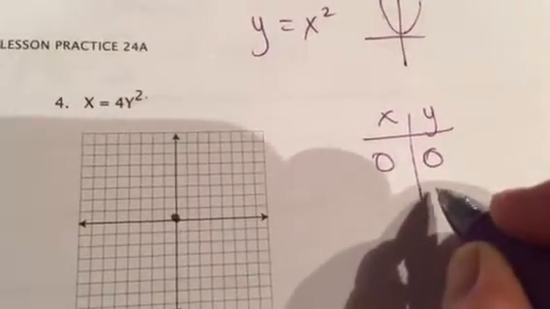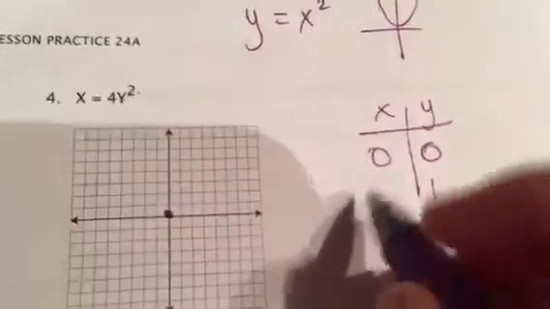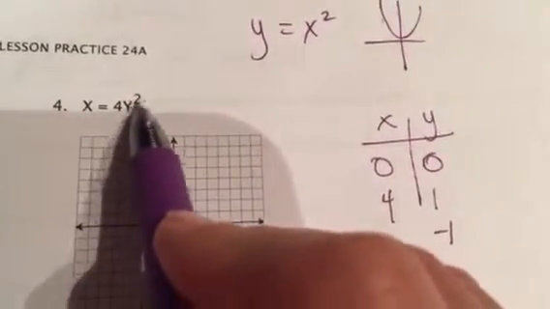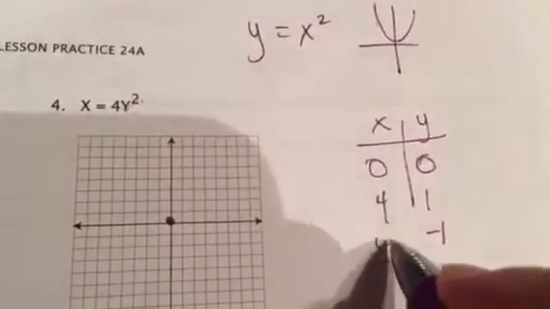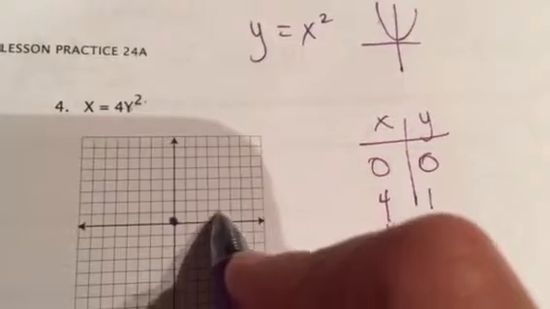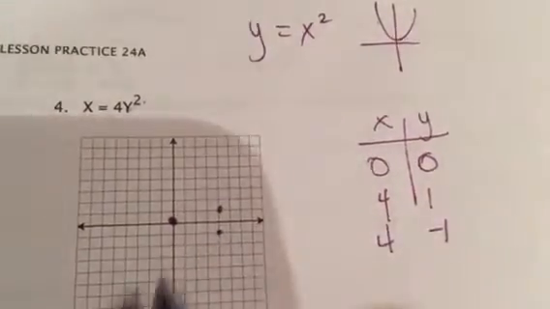Okay, if you plug in a 1 for the y, you're going to get 1 times 4, which is 4. Plug in a -1. When you square it, you get a positive 1 times 4. So we could go ahead and graph that. 1, 2, 3, 4, 1, and a 4, -1. There it is right there.